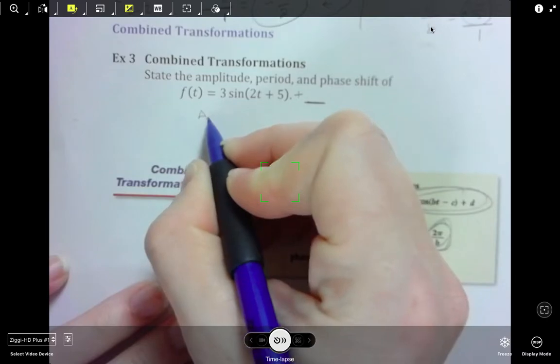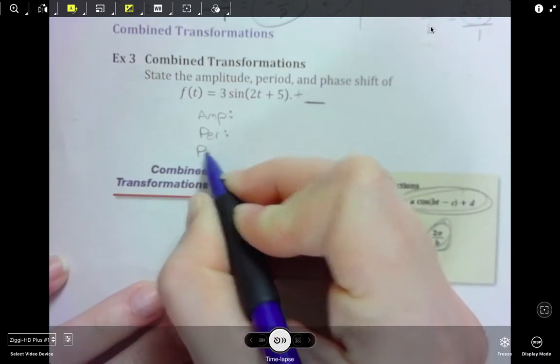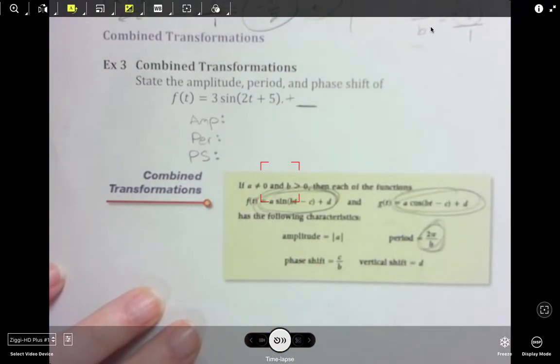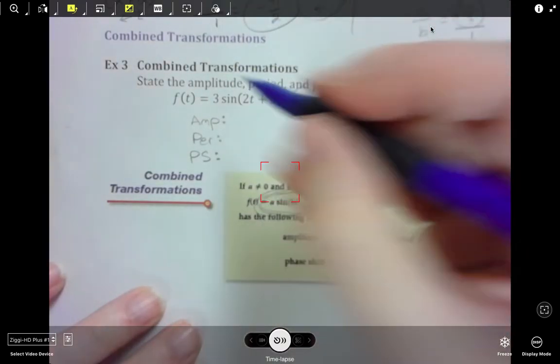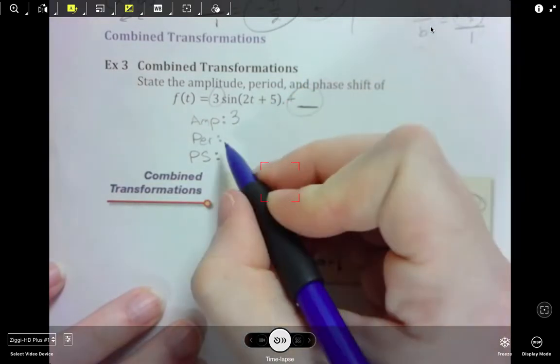They just ask for these three: amplitude, period, phase shift. I'm going to do PS for short, okay? Your amplitude is the easiest one to identify. Aside from the vertical shift here, amplitude is very easy. Amplitude is 3, okay?